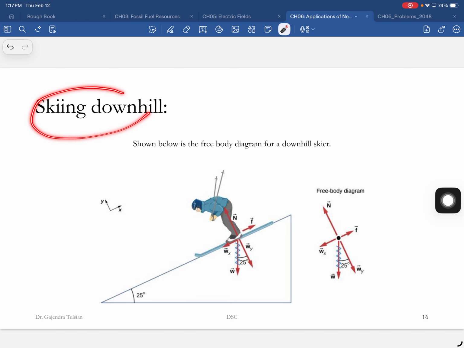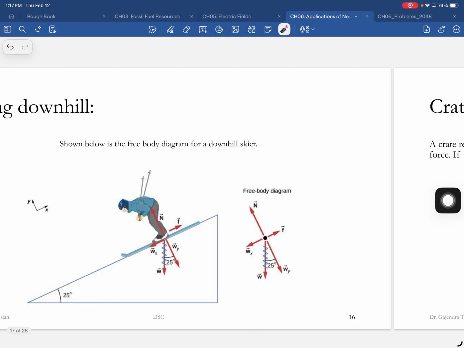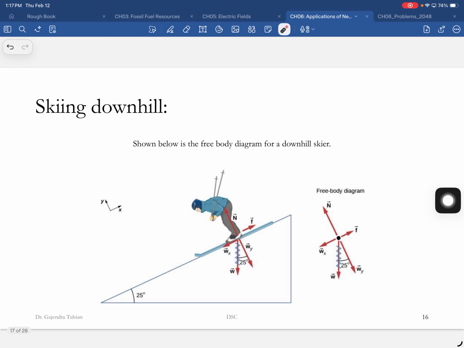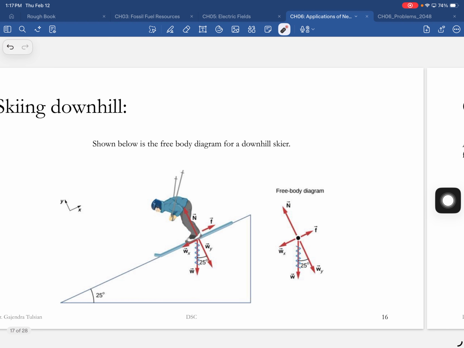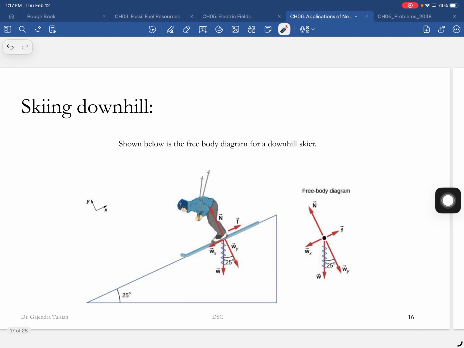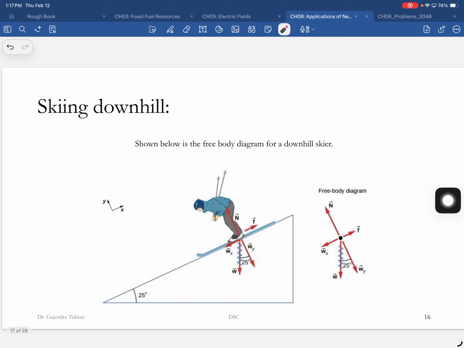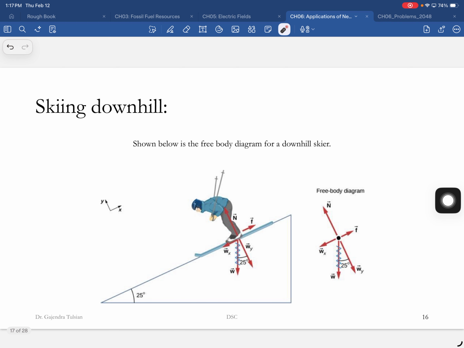All right, skiing downhill. Does anybody need a break? I'd like to finish the lecture and then we could take a break. There's 11 more slides. Anybody need a break, or we can keep going? Okay.